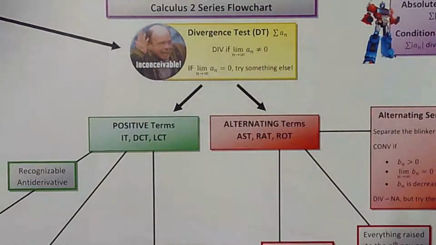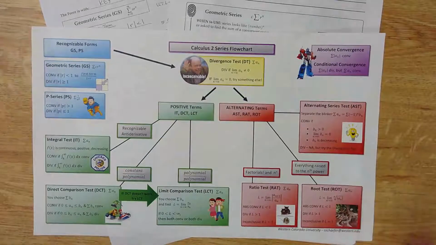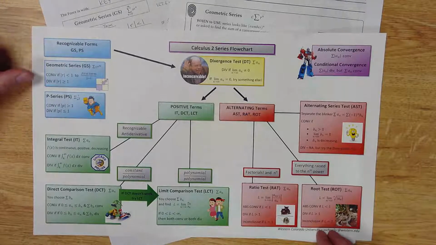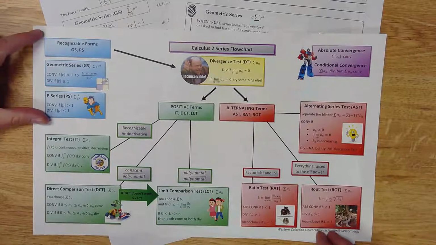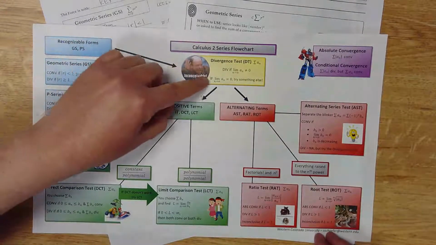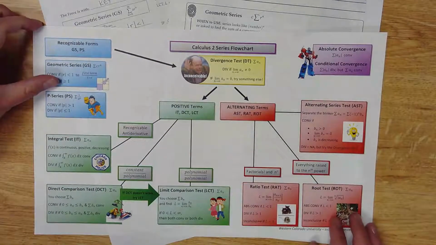So the first one is I have a flow chart here. So the flow chart tells you kind of what order to do things in. So the first thing you would want to do is check to see if you have a recognizable form in your series. And we're going to start by learning about the geometric series in the next lesson. But there are two types of recognizable forms, and if you didn't have one of those, then the flow chart guides you and gives you some advice as to what test to try next.